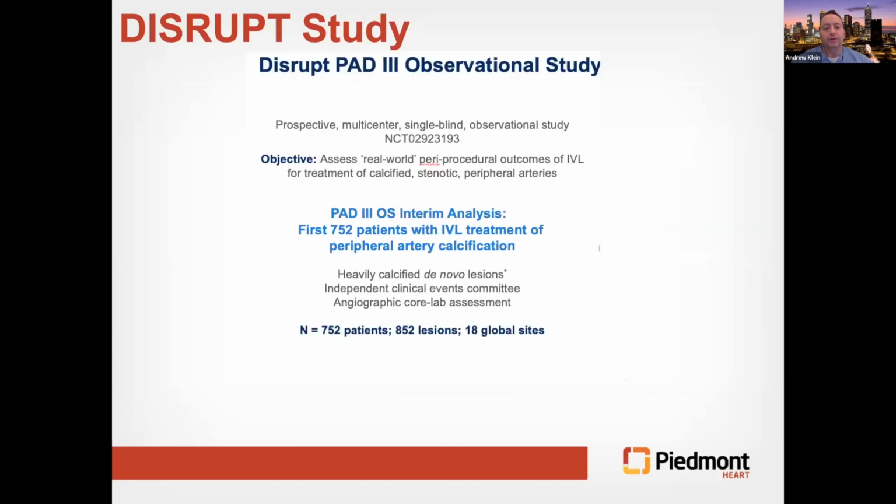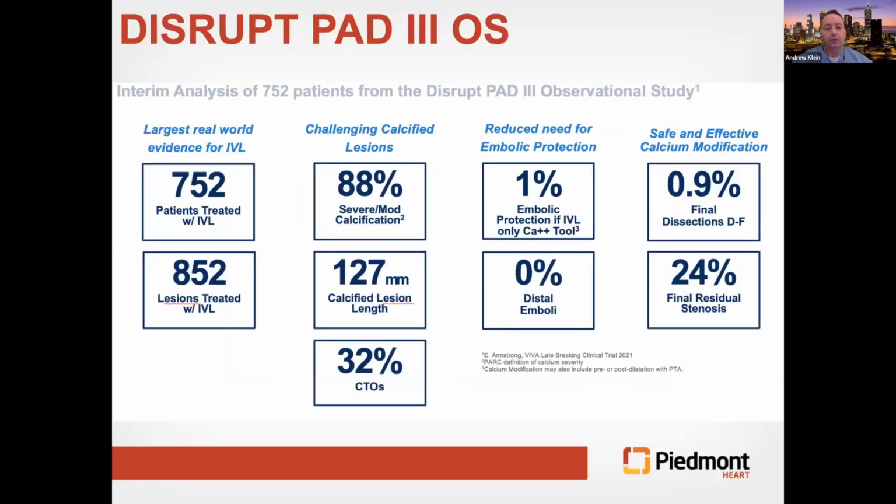There's an observational study also just recently revealed at VIVA by Aaron Armstrong, and that looked at the first 752 patients using IVL. This is basically all comers, and in the 752 patients, again, real lesions, 32%, and need for embolic protection was only about 1%, which I think is good. Distal emboli, 0. So again, safe and effective, and another way to prep your vessels before going with your drug.